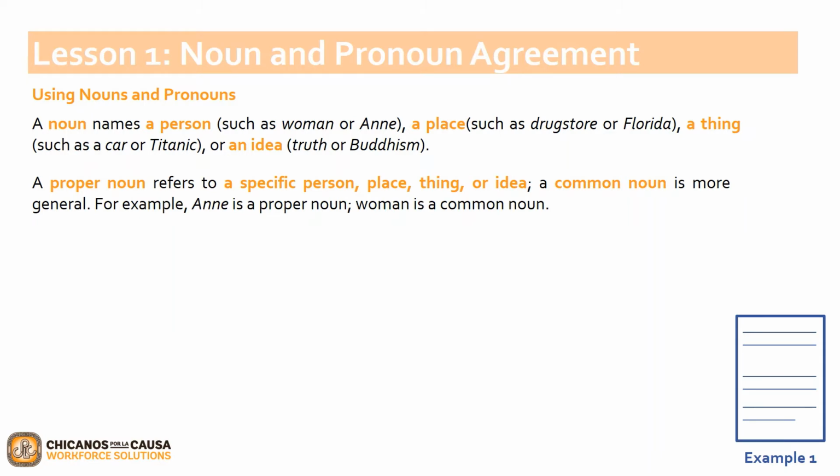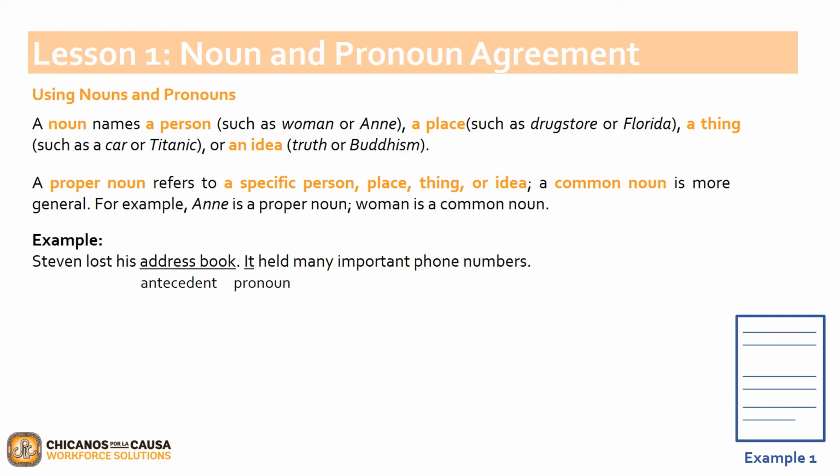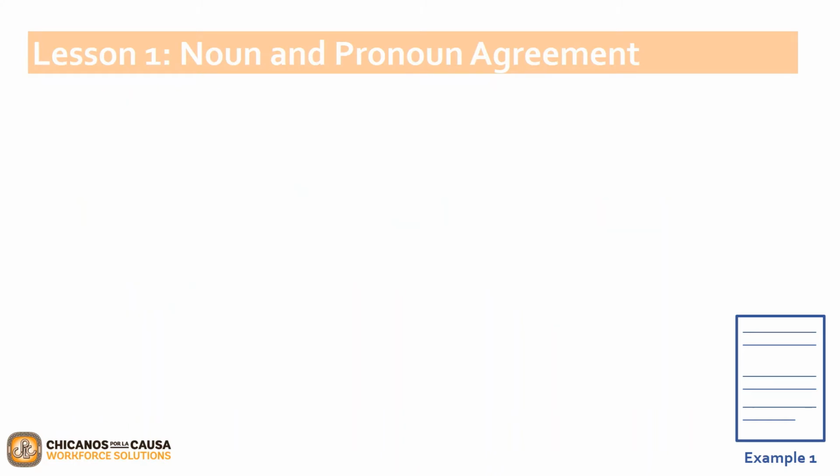A pronoun is a word that replaces a noun. The antecedent is the noun that is being replaced, as shown below. The example here states, Stephen lost his address book. It held many important phone numbers. The antecedent is address book, and the pronoun is the word it. There are three types of pronouns: subject, object, and possessive.